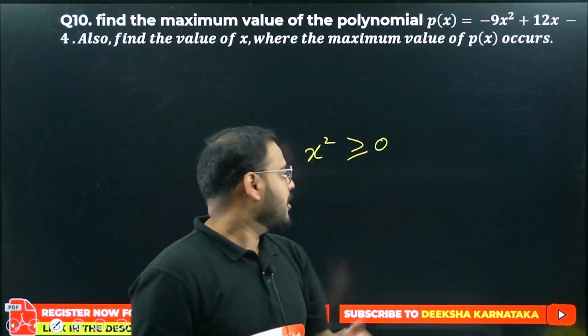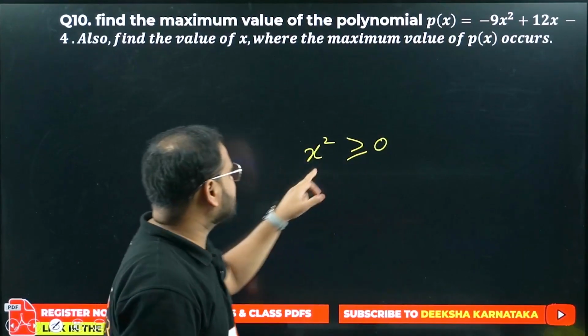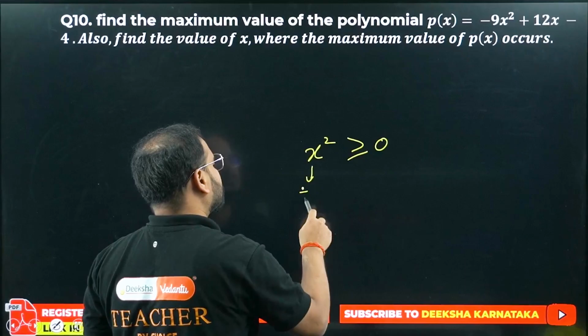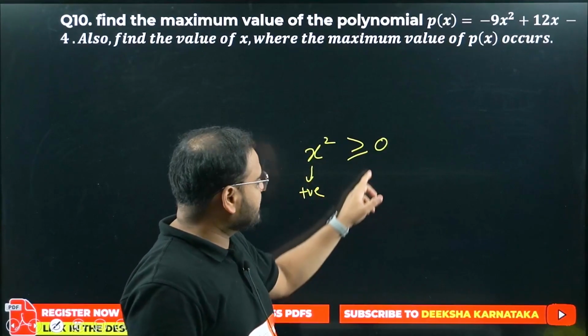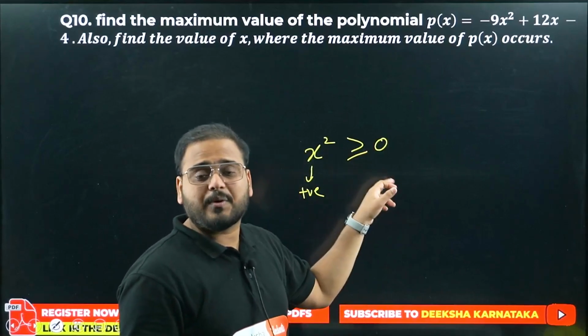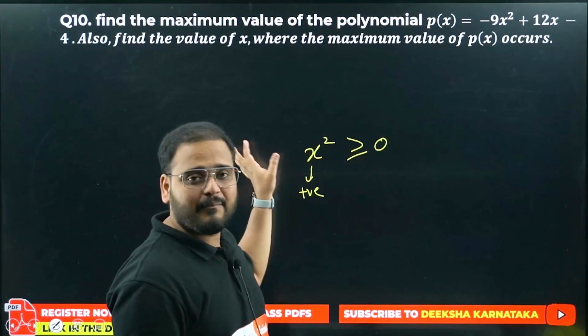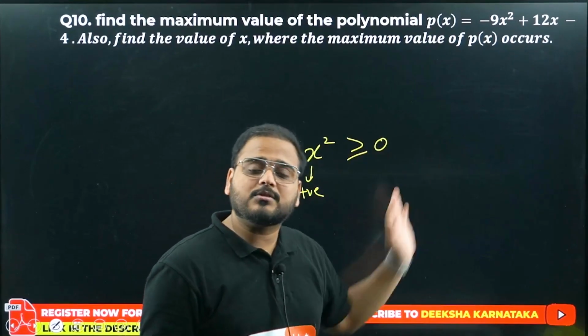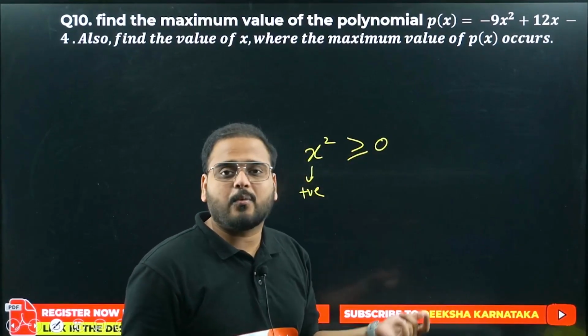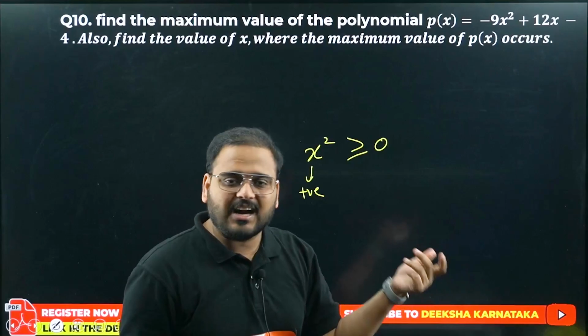Please agree with me. For any positive number, what does this x square mean? This x square means what, sir? Positive number. So for this number x square, the minimum value can be what? 0, but what is the maximum value? We don't have maximum value. For this we have only minimum value, which is 0. Can it go below 0? So it's positive, it cannot go below 0. Below 0 means negative. It can't go there.